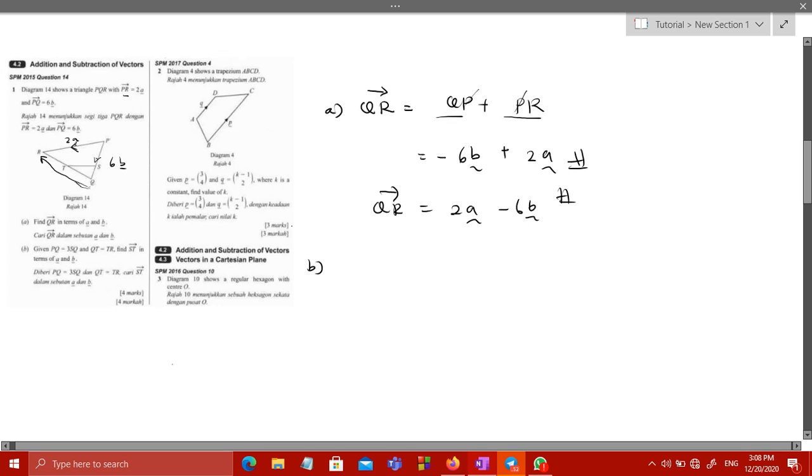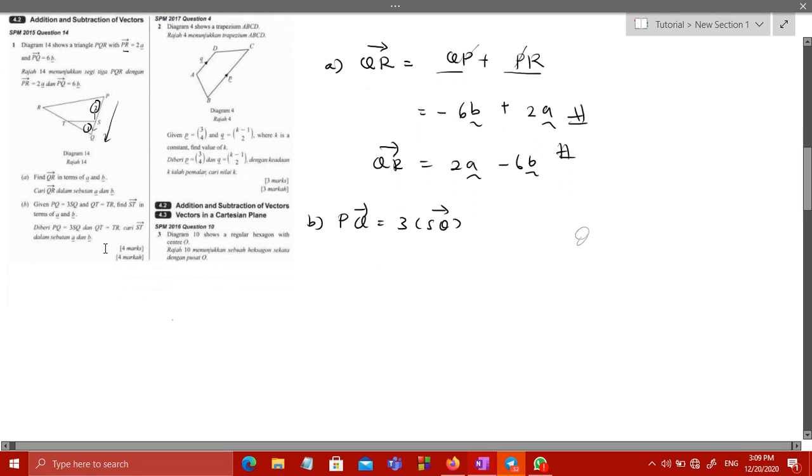So this is for question A. Question B, given PQ, let me erase the labeling. PQ is 3 times SQ. So this is 1, this must be 2, because 2 plus 1 is 3, so 3 times. Okay, we have label, and QT is equivalent to TR.